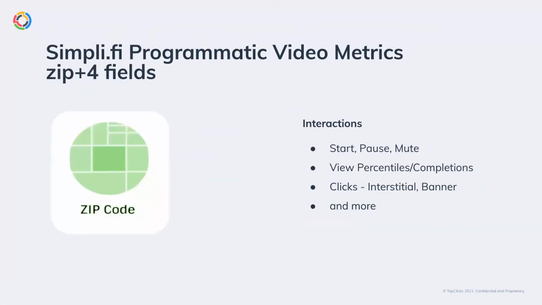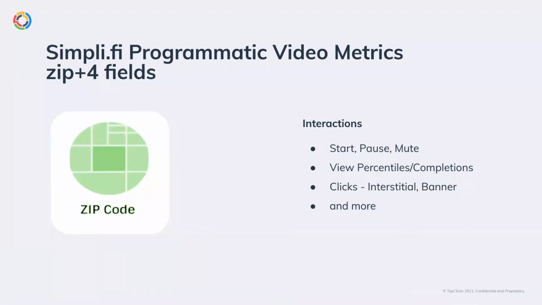There's one more thing that I want to share when it comes to video conversions and this month's releases. Simplify has put together some new video metrics that we can pull into TapClicks. There are a ton of these video interactions, Brian. If you're looking at those release notes, there are lots of different types of interactions. You can see start, pause, all those completion rate metrics with percentiles and completions, as well as the clicks on an interstitial or a banner.